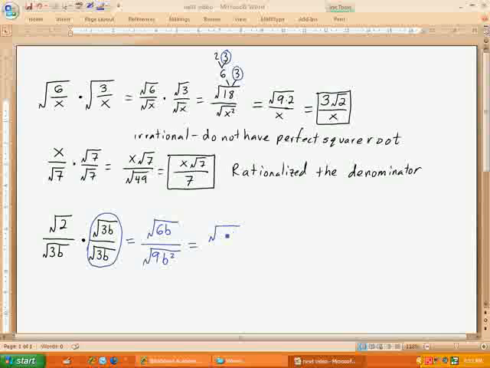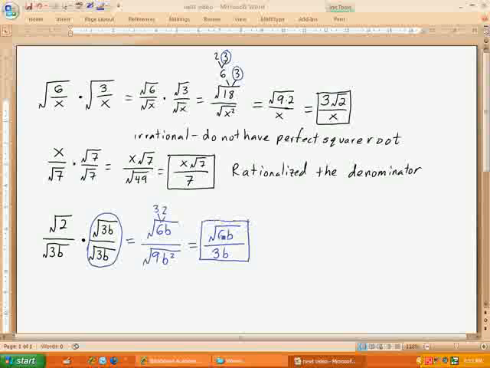Okay, the top's going to stay the same. I can't simplify the 6 or the b. I should check, but 6 is 3 times 2. I don't have any pairs there. There's no perfect square factors. And the b I know I can't take the square root of. And so I can take the square root of the 9, and I can take the square root of the b squared. And so this right here is my final answer.